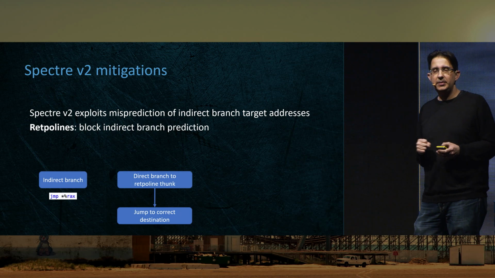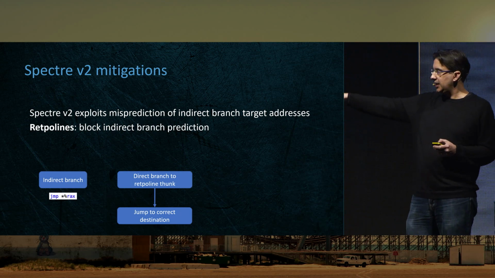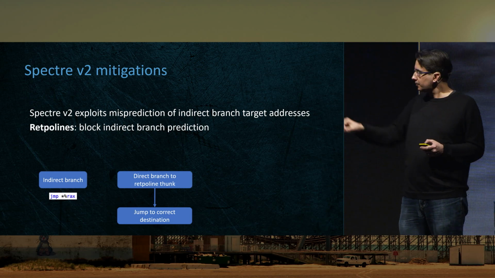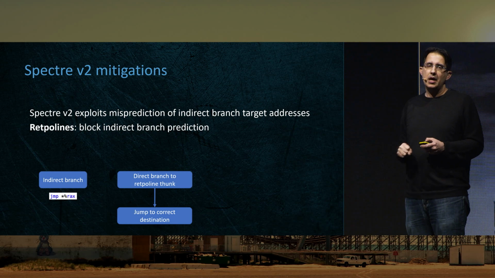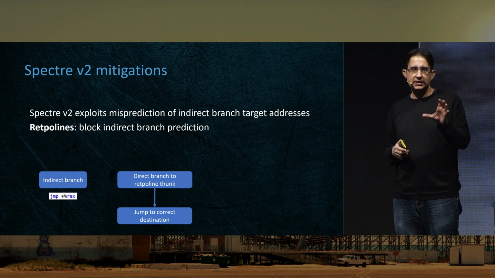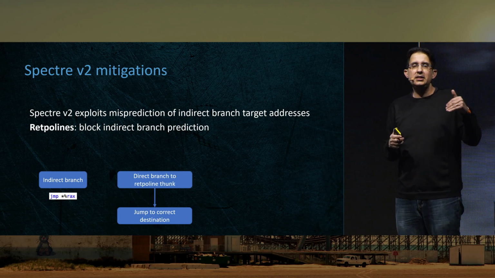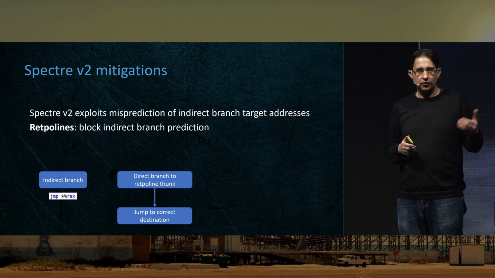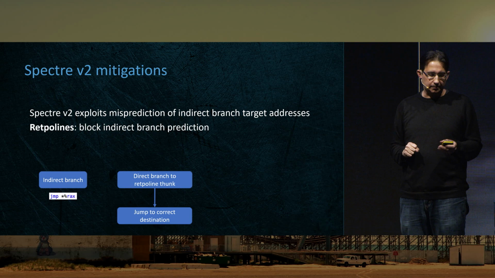The way this is mitigated in software is by replacing indirect call opcodes with a short code segment called a retpoline. And the retpoline executes the indirect call, but it does it in a way that is speculation safe, which is another way of saying that it disables speculation in software. So this is safe, but there's a huge performance penalty.